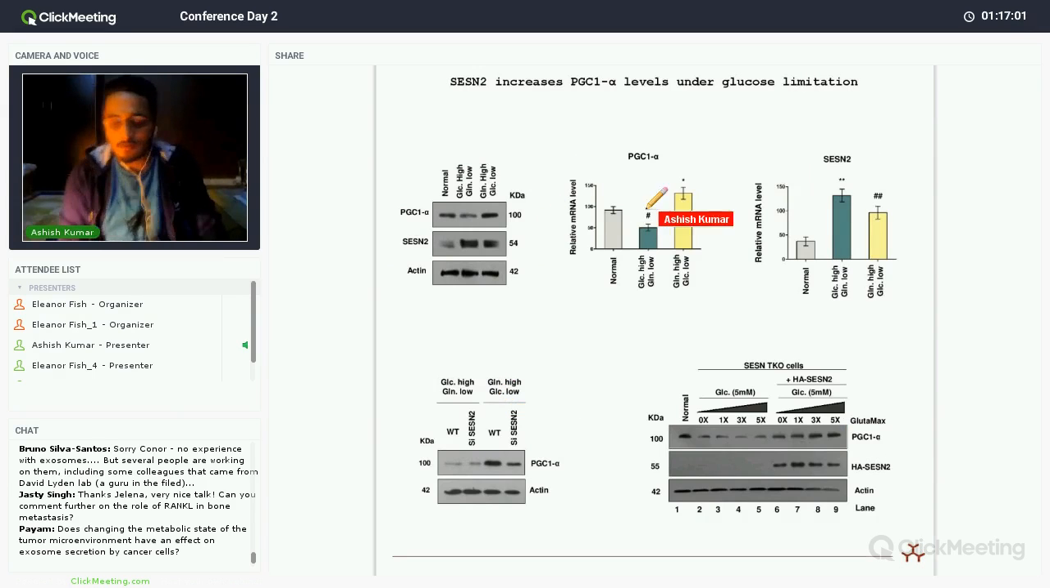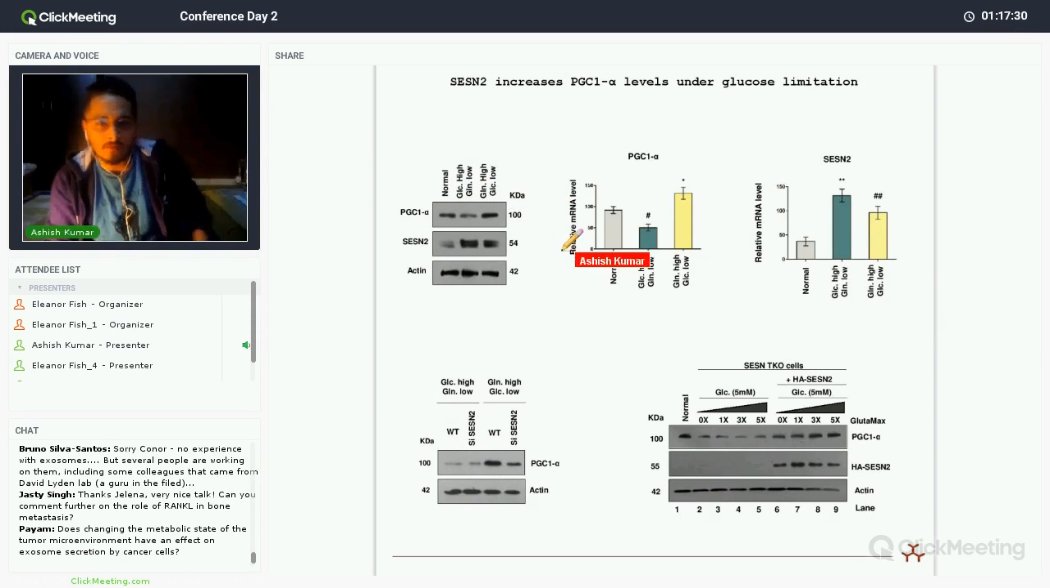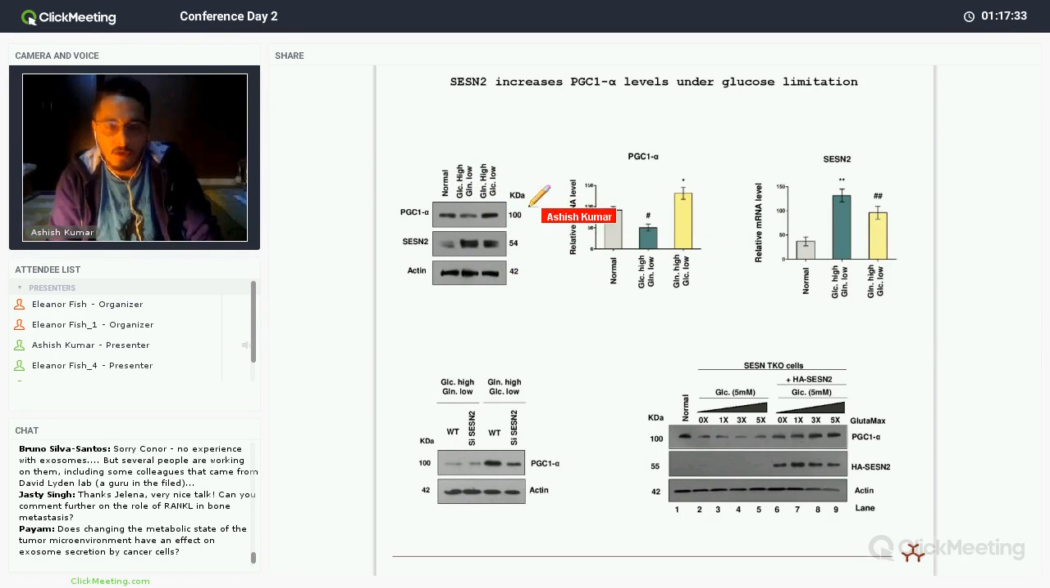So how does that affect the mitochondrial biogenesis? That is the second question. One of the important markers of mitochondrial biogenesis is PGC1 alpha, and we evaluated that under different metabolic conditions like normal media, high glucose and high glutamine media. And we found that under high glutamine and low glucose media, cells have more PGC1 alpha as compared to cells cultured in high glucose or low glutamine media. Both mRNA and protein levels were more as far as PGC1 alpha is concerned, but activation of Sestrin was different. It was active in both of the cases.